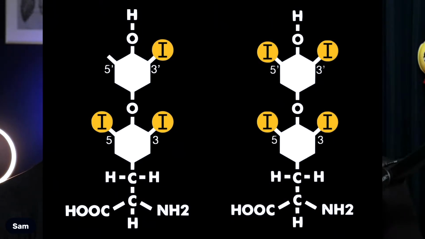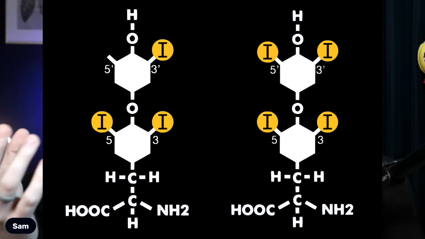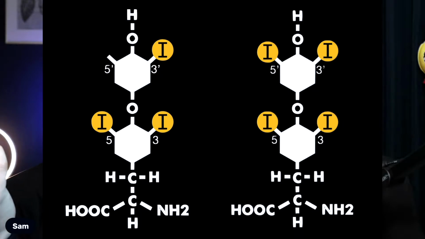So I'm showing on the screen here T3 and T4. T4 just has an extra iodine on it, and the body can strip that iodine off and turn it into T3. So maybe Brian, you can touch on what the difference is between T3 and T4. It goes out into the body. Why do we make different amounts? Because most of what comes out is T4, right?